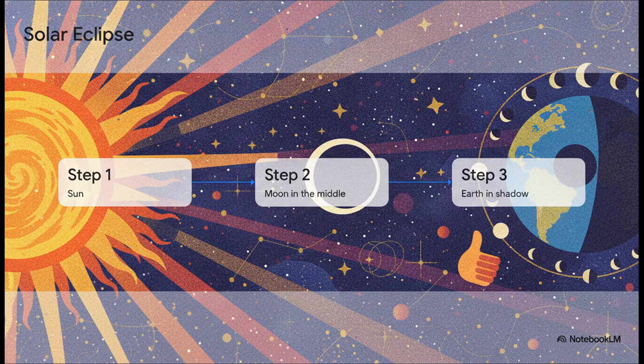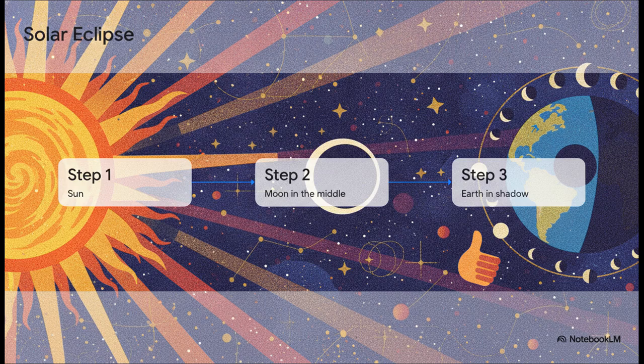Think about the sequence for a solar eclipse. It goes sun, then moon, then Earth. The moon gets right in between the sun and the Earth, casting a shadow down on us. But wait, you might be thinking, the sun is humongous. How on earth can the tiny little moon block it? Well, it's all about something called apparent size.